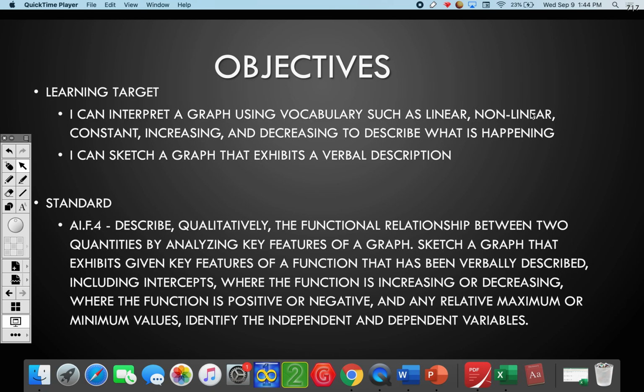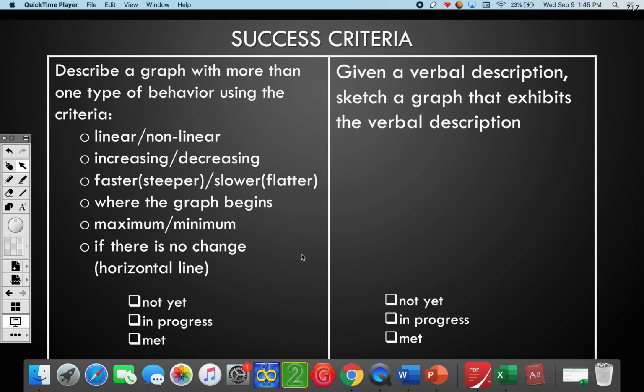So the learning target is to interpret the graph using vocabulary such as linear and nonlinear, constant, increasing and decreasing, and describe what is happening. And then we're also going to ask you to sketch a graph. So that is exactly what the standard is asking us to do. After the first video, you should be at least in the in-progress message. You may not know all of it, but you should definitely be in progress. And sketching it, you may not be quite ready yet, and I am totally fine with that.